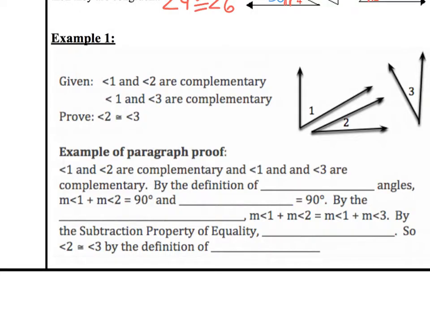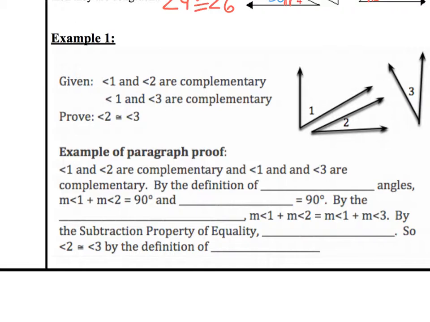So we are given that angles 1 and 2 are complementary and angles 1 and 3 are complementary. Here's the thing. This is actually a proof of the congruent complements theorem. So we are not going to use the theorem on this problem. But let's think about it. 1 and 2 are complementary and 1 and 3 are complementary. Prove that angle 2 is congruent to angle 3. Why does that make sense?